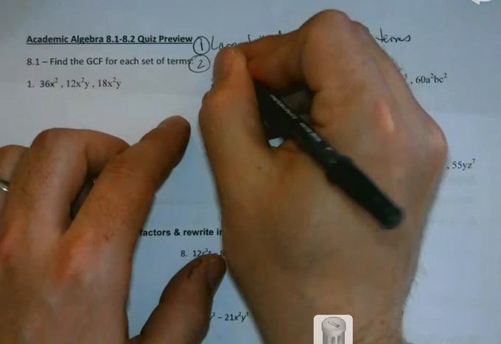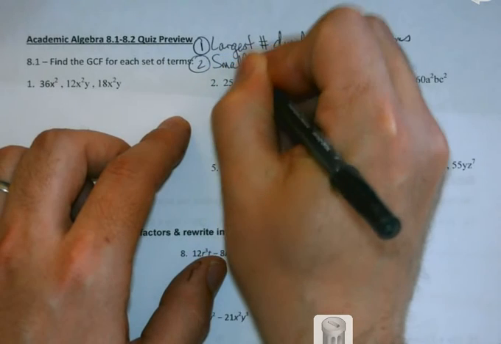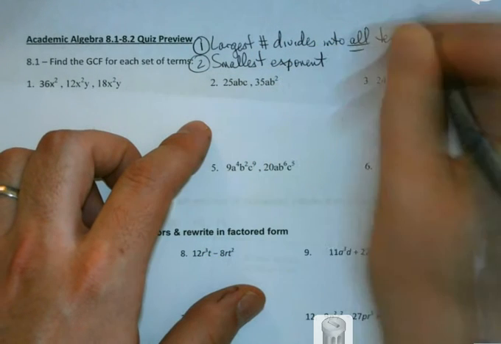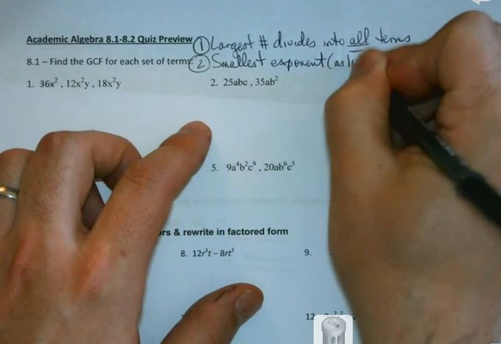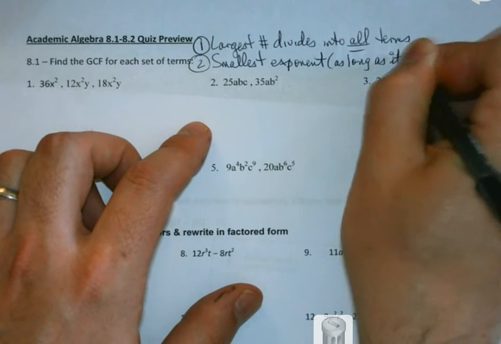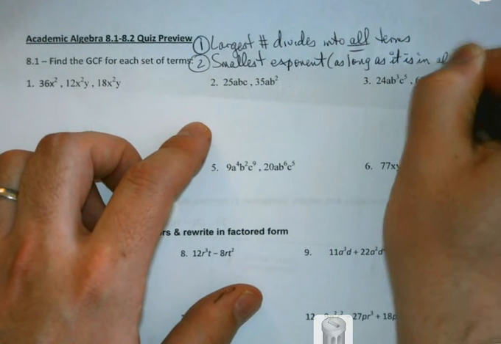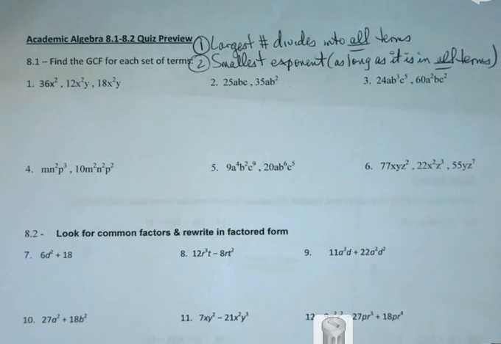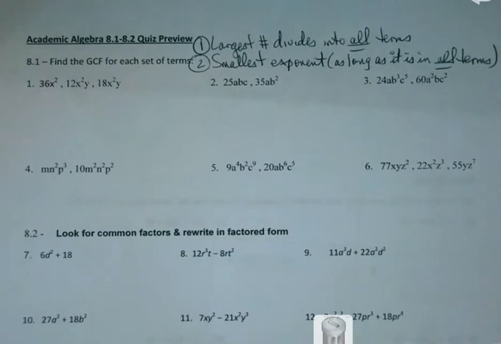And then I look for the smallest exponent, as long as it is in all of my terms. In other words, if I see X or A or something, if I have A's in all my terms, I look for the smallest exponent and I use that. If it's not there, I don't. Does the largest number divide into all my terms?